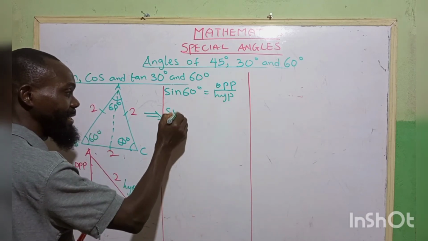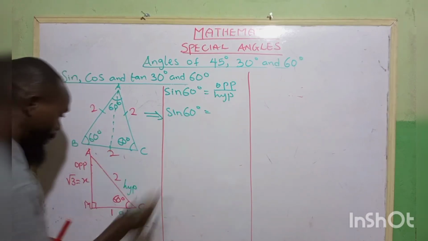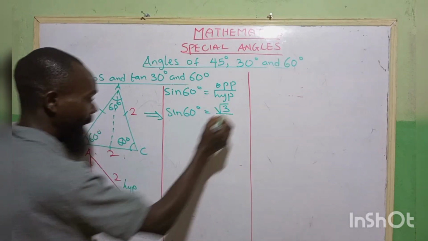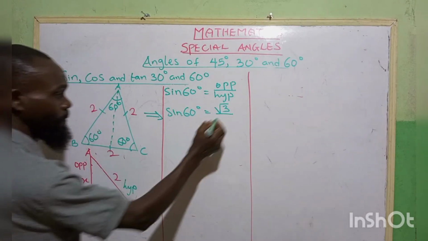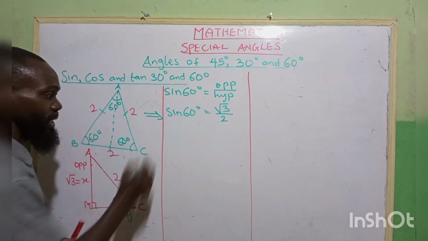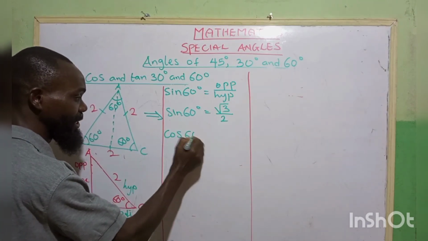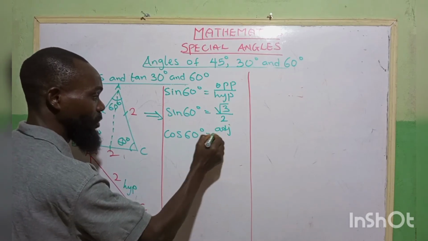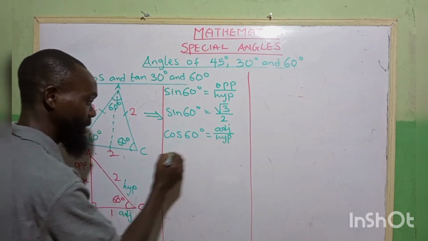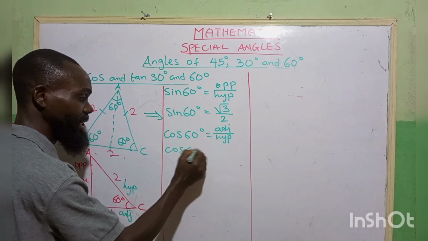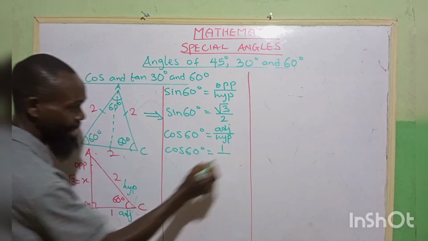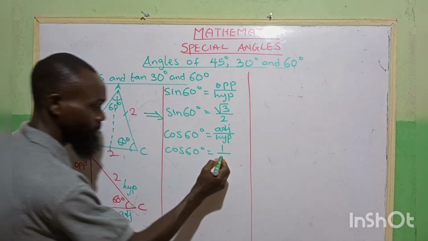That is sine 60 degree equals my opposite here, which is root 3, over hypotenuse, which is 2, so root 3 over 2. Then cos 60 degree, that is adjacent over hypotenuse. Cos 60 degree equals my adjacent here, 1, over my hypotenuse here, 2.